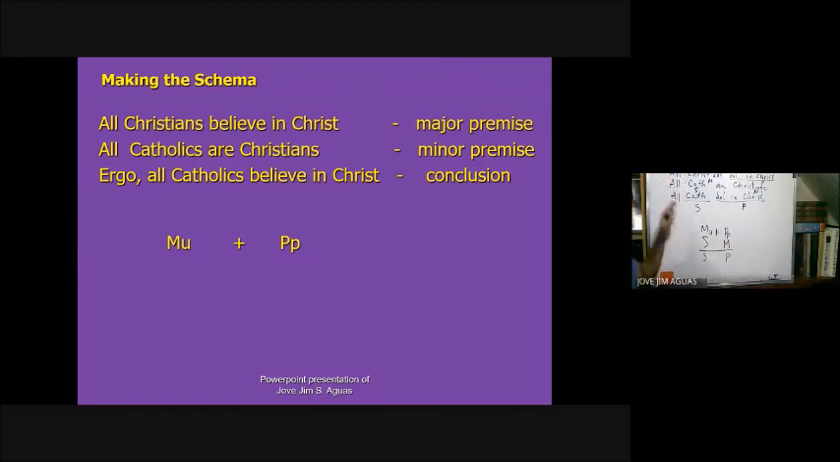Now, all Catholics are Christians. So all Catholics, universal, are affirmative. Since that is an affirmative proposition, this is particular. Therefore, all Catholics believe in Christ: universal, affirmative, particular. This is now the schema of this syllogism. That is now the pattern of this syllogism.